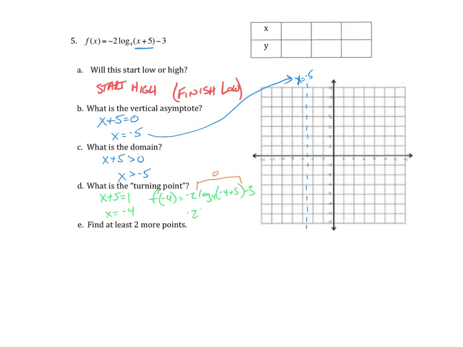So let's go negative 2 log base 4 of 1 minus 3. Log base 4 of 1. 4 to what power gives me a 1? Well, that's the 0 power, so negative 2 times 0. And once again, not a big surprise. Anything times 0 is 0, so we'll have 0 minus 3, or just negative 3 for this portion right here. And that gives us the point negative 4, negative 3. And that's the first point that I'm looking at on my graph, negative 4, negative 3, which is going to be right about there.